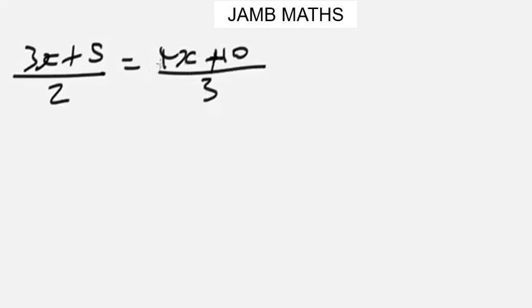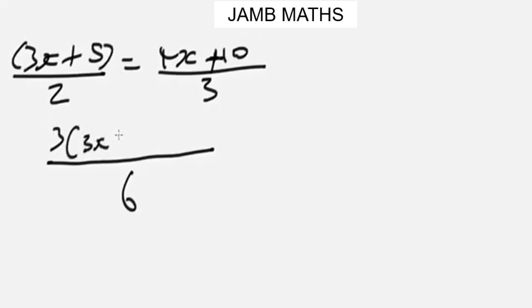Now let's use the second method that I showed you guys to do it. So all you have to do is to find the LCM. The LCM of 2 and 3 will give us 6. Now 2 into 6 will give us 3. 3 times everything here, so we're going to have 3 in bracket 3x plus 5, equals 3 into 6, 2.